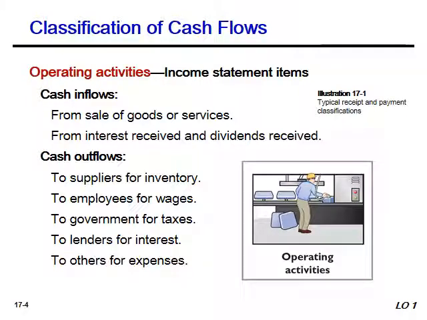So, further explanation of this. Operating activities would be cash flows coming from the sale of goods or services. They could be interest received or dividends received. And for cash outflows, these would be payments for inventory items, payments for employee wages, payments for taxes to the government, payments for interest when we have interest due on amounts that have been borrowed, payments for expenses such as utilities or property taxes or supplies needed for business operations. So those would be the different operating inflows and different operating cash outflows.